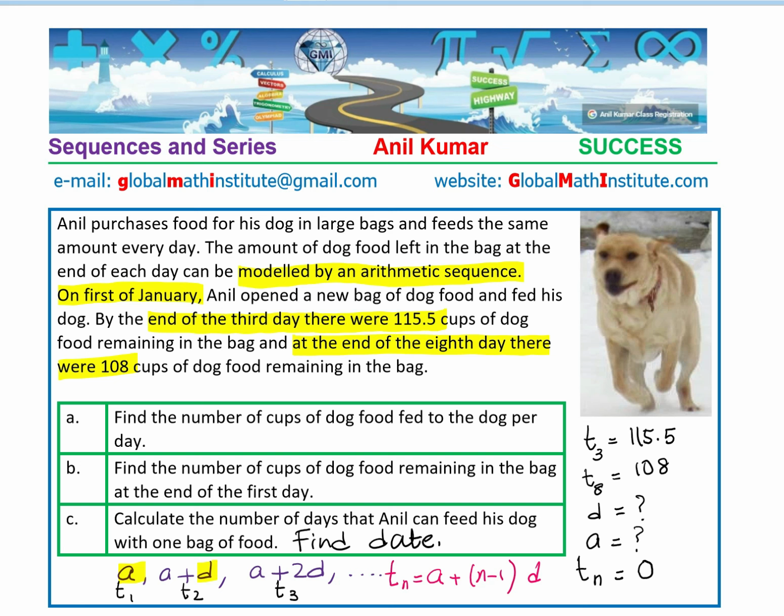Perfect. So I hope it makes sense. It's a great example, a real life application, and I hope you appreciate and understand how the question itself can be understood and solved.